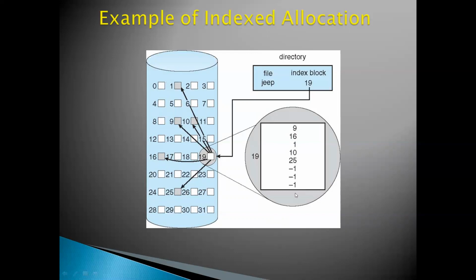This minus 1, minus 1 indicates null, which means that once you allocate an index block, let's say the file needs to store only 5 pointers, if the size of the index block is large enough to store 8 pointers, the remaining pointers will be assigned as null.